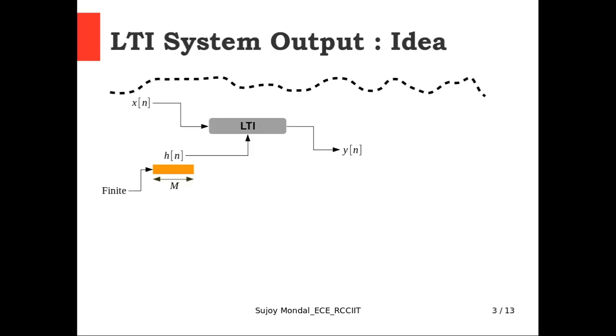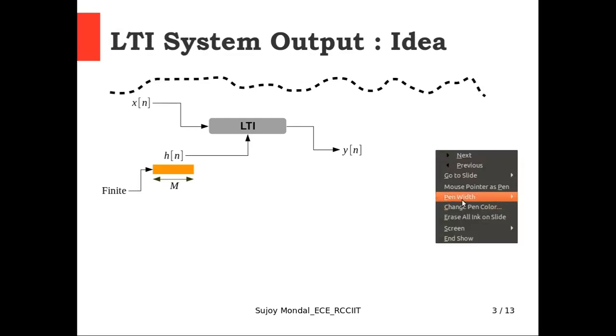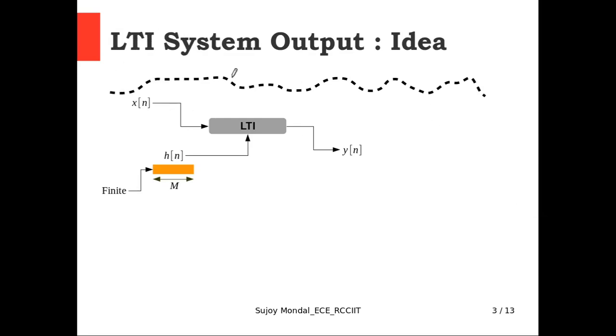Let's consider a situation where you are given input data. It's a very long data sequence, denoted by x of n, and you have an LTI system represented by h of n of finite length capital M. So consider that the system is such that its impulse response is finite. Under this situation, we would like to compute the system output, that is y of n.